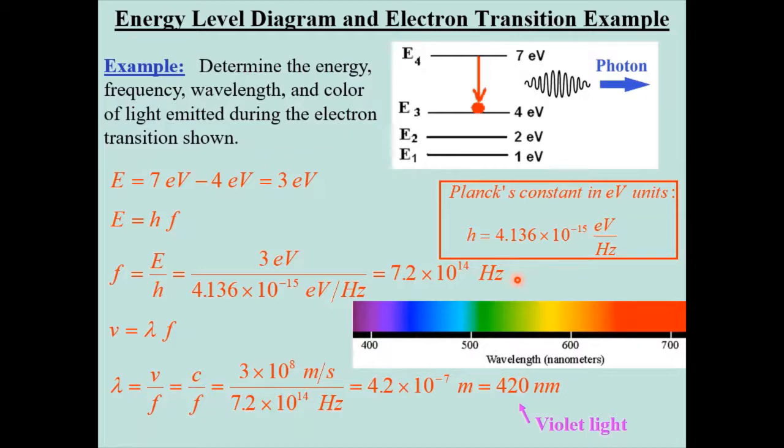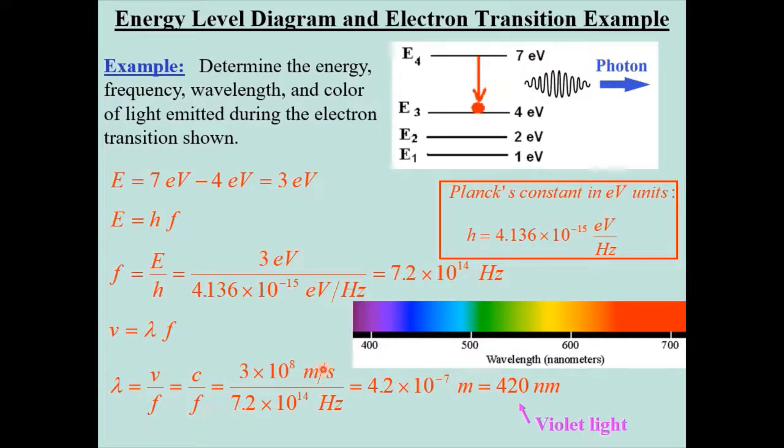Okay, so we've got the frequency. The next thing is to determine the wavelength of the light. So for wavelength, remember that we have the speed of a wave, v, is equal to wavelength, lambda, times frequency, f. So let's solve this for lambda, the wavelength. Wavelength equals v over f. But remember, the speed of a photon is the speed of light, c. So I'm going to replace this v with a c. And of course, c, the speed of light, is 3 times 10 to the 8th meters per second.